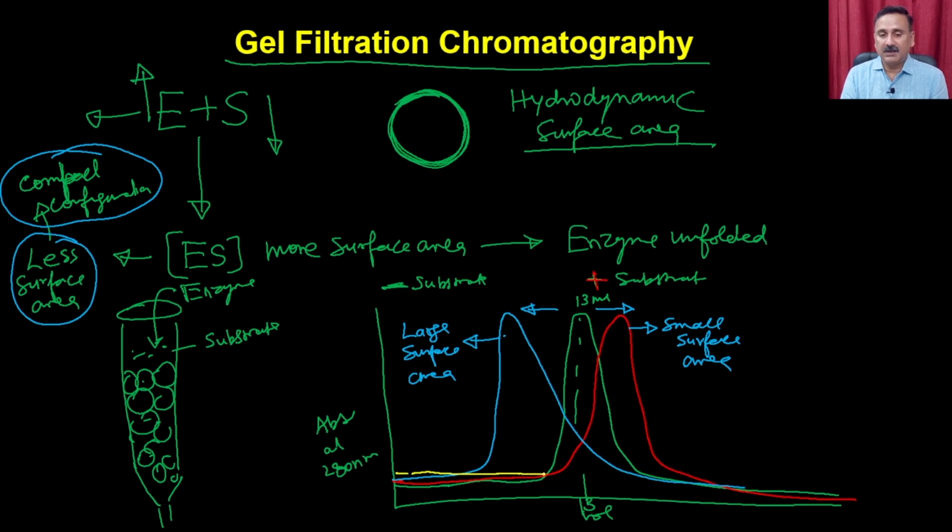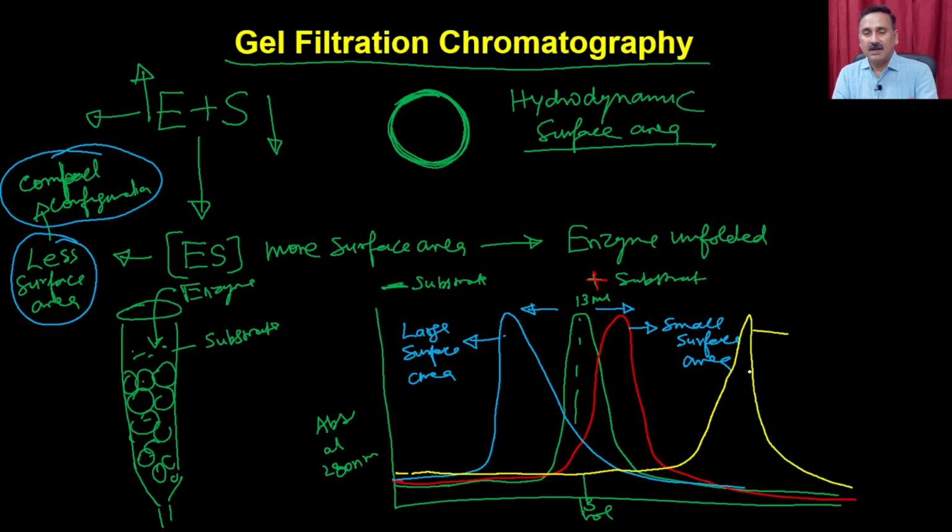Apart from this, you are also supposed to run the substrate alone, because that tells you whether the substrate is interacting, or where the substrate is eluting. If the substrate is eluting in a very distant place and has nothing to do with the enzyme, then you can be very confident about this particular experiment.